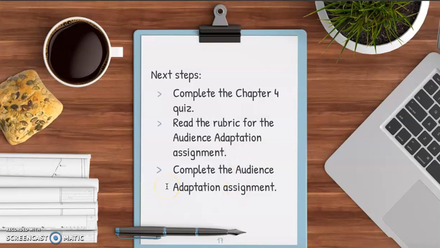It's going to ask you to revise a short document to give it more of a you view, make it more audience oriented.